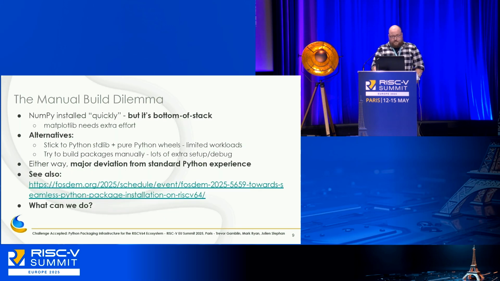There's a bit of a dilemma here. As mentioned before, it takes quite a long time to do all this building. And NumPy itself is bottom of stack. So it doesn't have many dependencies, but looking at the matplotlib example, it had to pull in a lot more Python libraries that weren't successful at installing and building. There's an alternative here where you could stick to the pure Python standard library and pure Python wheels, but there's going to be very limited workloads that you can actually achieve with that. Or you could try to work through the process of getting all these packages to build manually for your environment, but that's a lot of extra setup and debug.